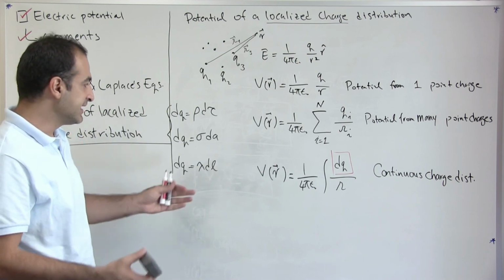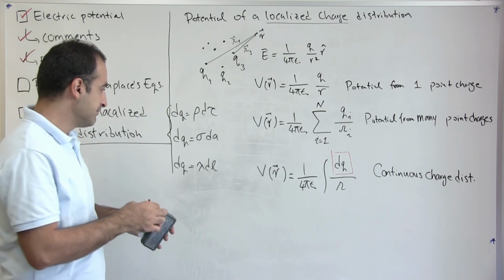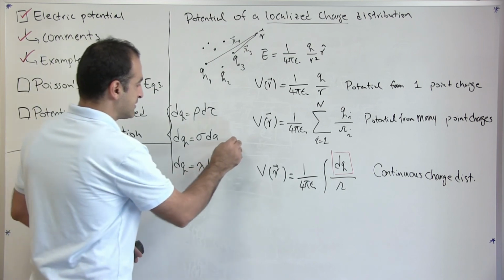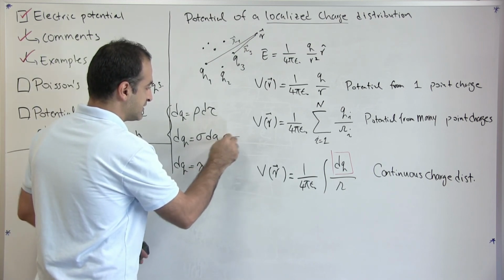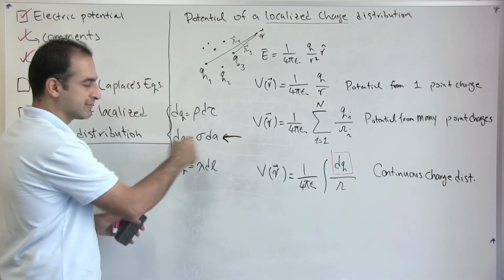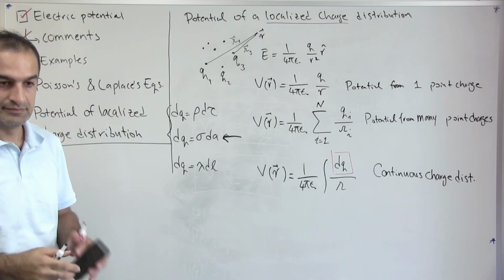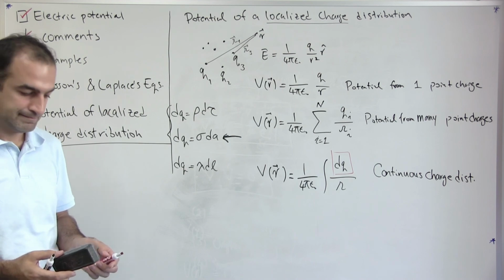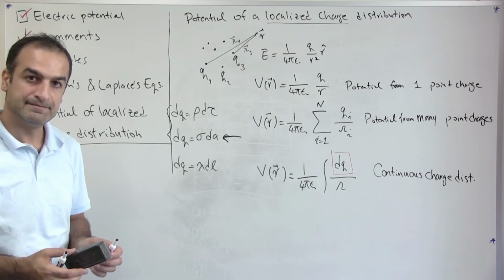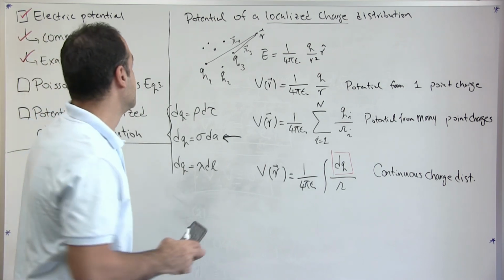So in the example I'm going to do, because we have surface charge density and charges distributed on a shell, we're going to use this one. That's one example. Sounds good? Yeah, thank you.